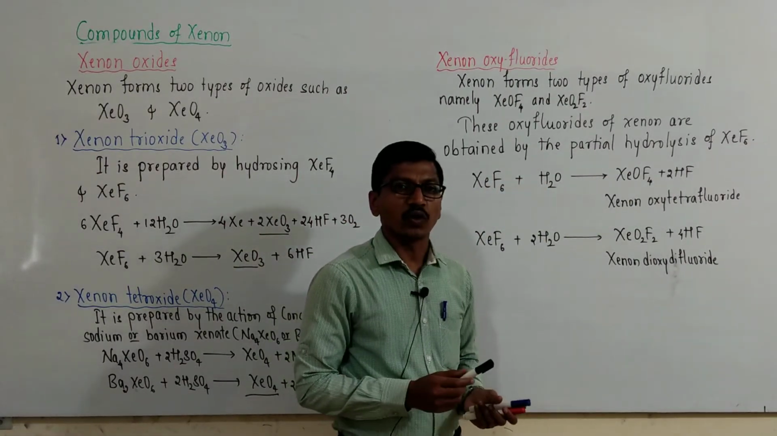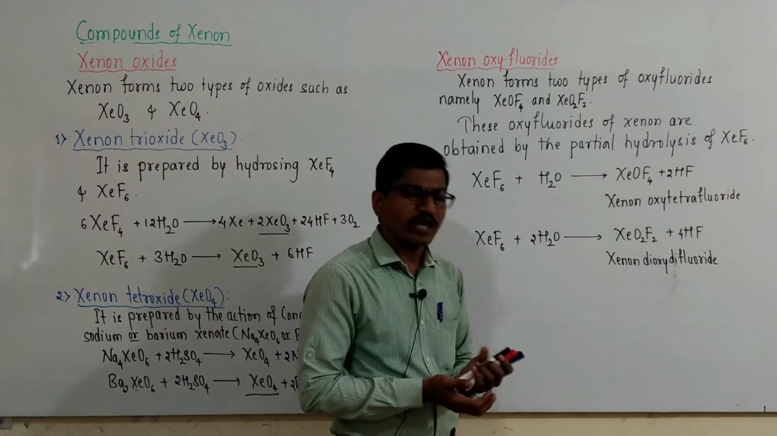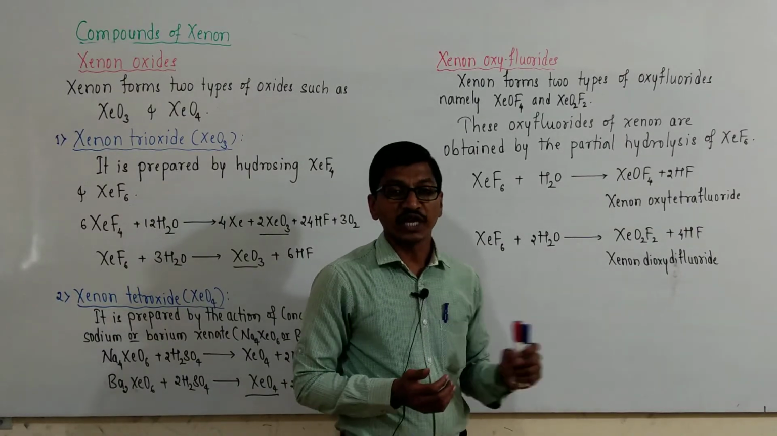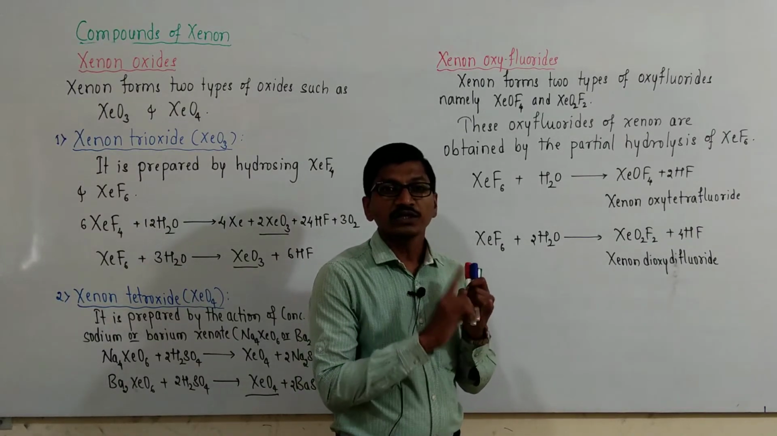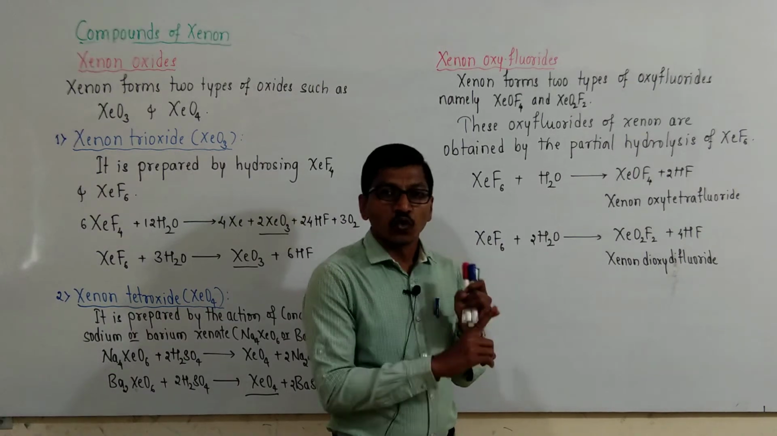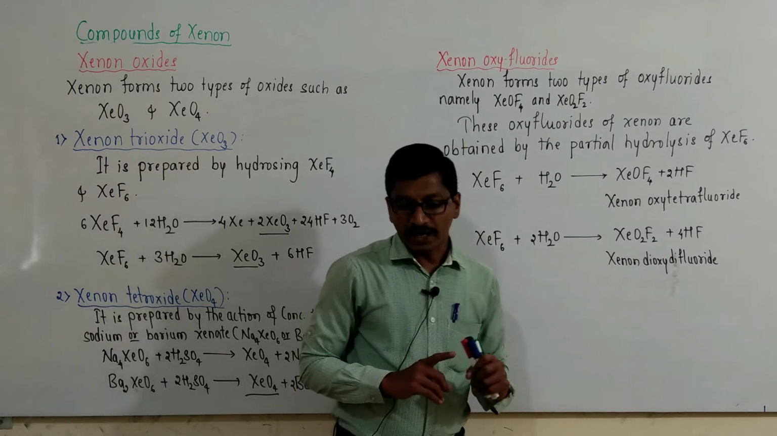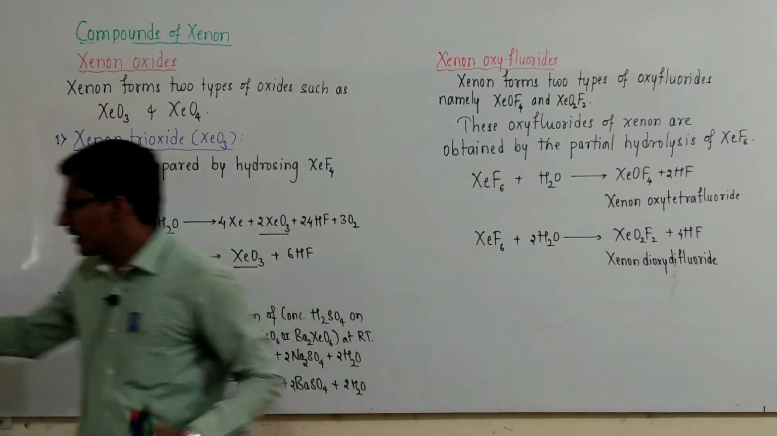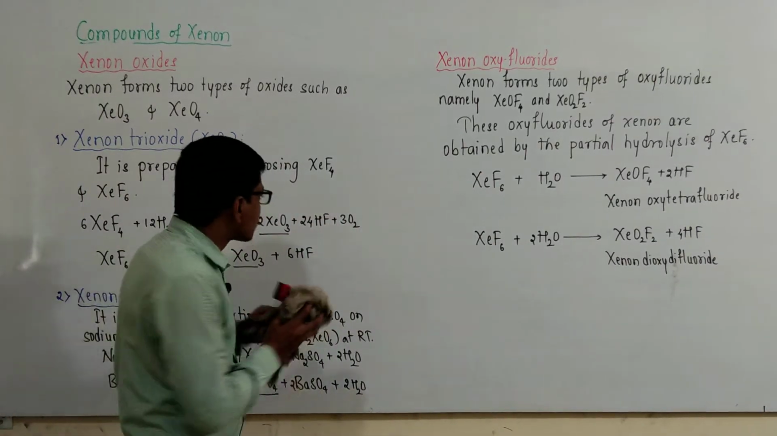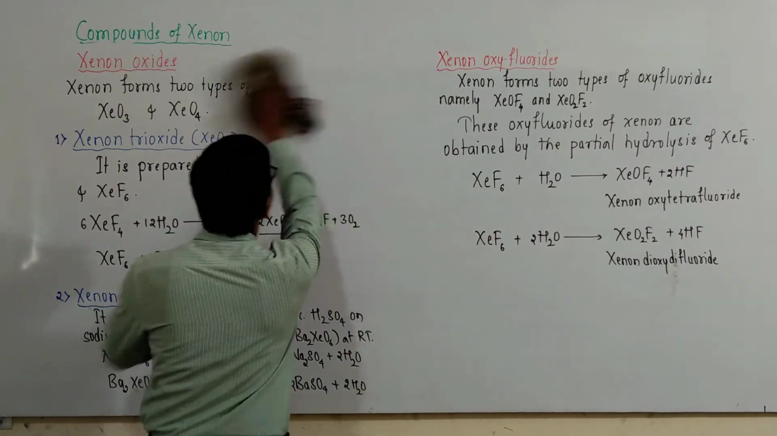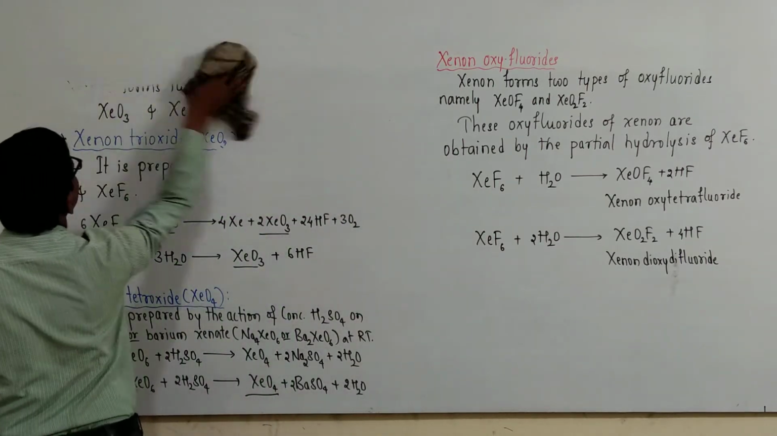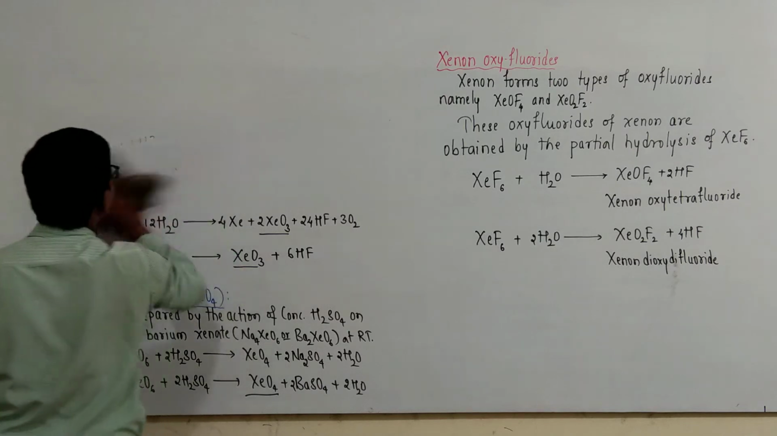These are some of the important compounds of xenon: first, xenon fluorides, xenon oxides and xenon oxyfluorides. Then we will see the structures of xenon compounds.